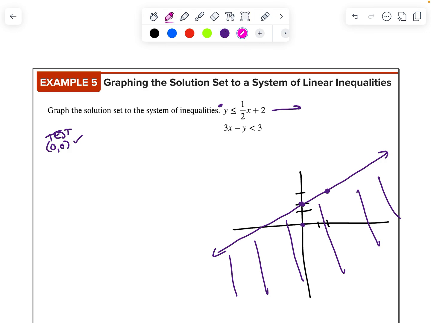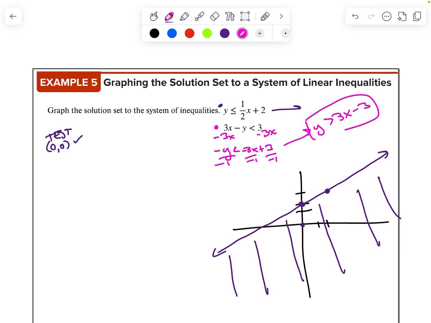All right, with this one, I still need to get y by itself. So I could subtract the 3x. So that'd be negative y is less than negative 3x plus 3. Divide by the -1. And remember what happens when you divide by a negative is that it flips that sign. So that's going to make y is greater than 3x minus 3.